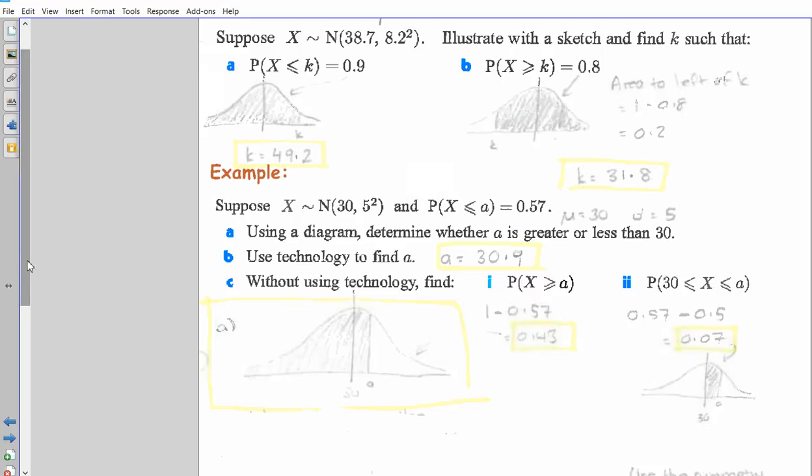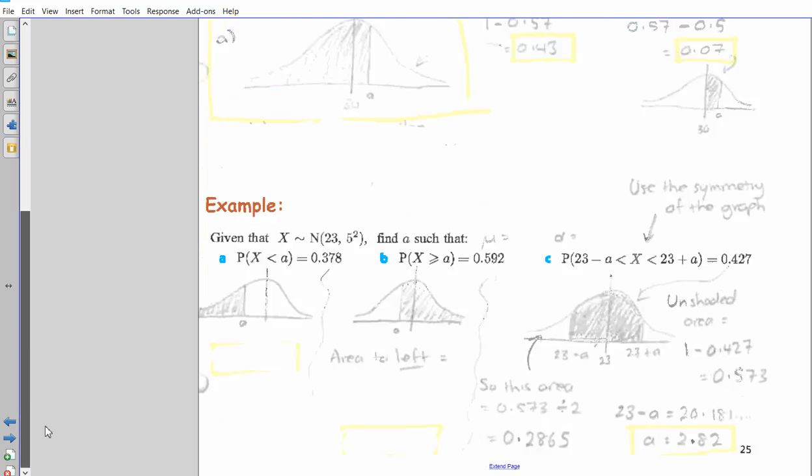Okay, so let's do some more examples down here. I've kind of got these written in because particularly this last one's a bit tricky. So given that x is normally distributed with a mean of 23 and a standard deviation of 5, find A such that the probability x is less than A, the area to the left of the graph, is 0.378.